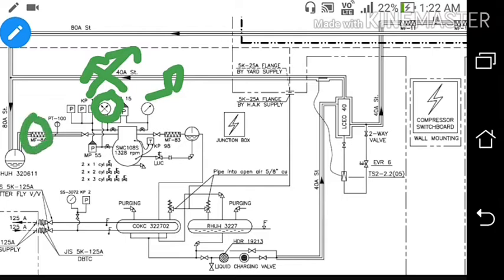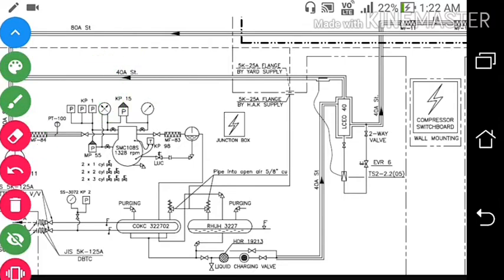Now here, all this is the expansion type of pipeline, and here you can see we have this KP15. What is the function of this? It measures the low pressure inlet to the low pressure control and the high pressure control. It will measure the low pressure and the high pressure of the refrigerant from the inlet and the outlet side. From the inlet side it will measure the low pressure and actuate the low pressure controller.